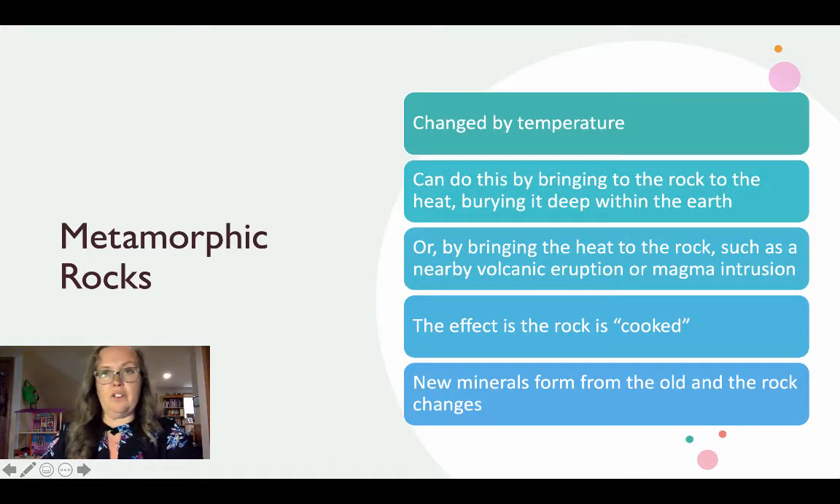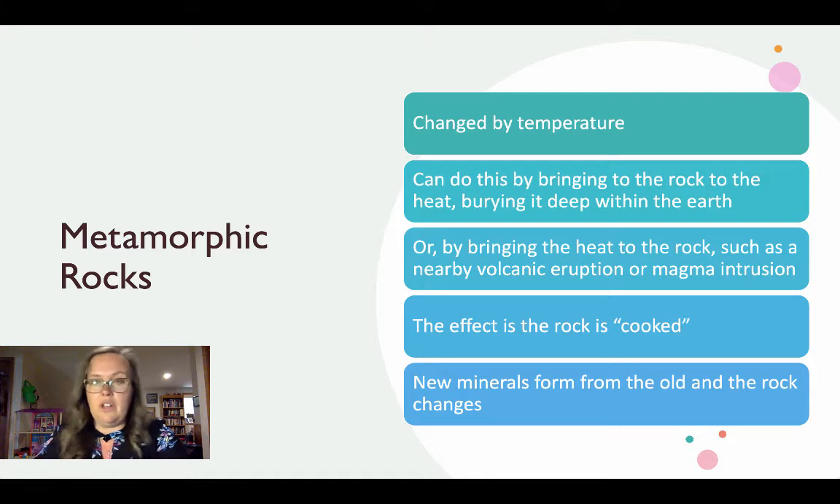Now, metamorphic rocks that are changed by temperature, you can do this in 2 different ways, because how do you heat up the rock if you think about it? You can do it 2 different ways. You can do this by bringing the rock to the heat, and as you remember, the earth is hotter and hotter as you go deeper into the earth. So if you bury a rock deep enough, you will get it in proximity to a really hot environment, so that will metamorphose the rocks.